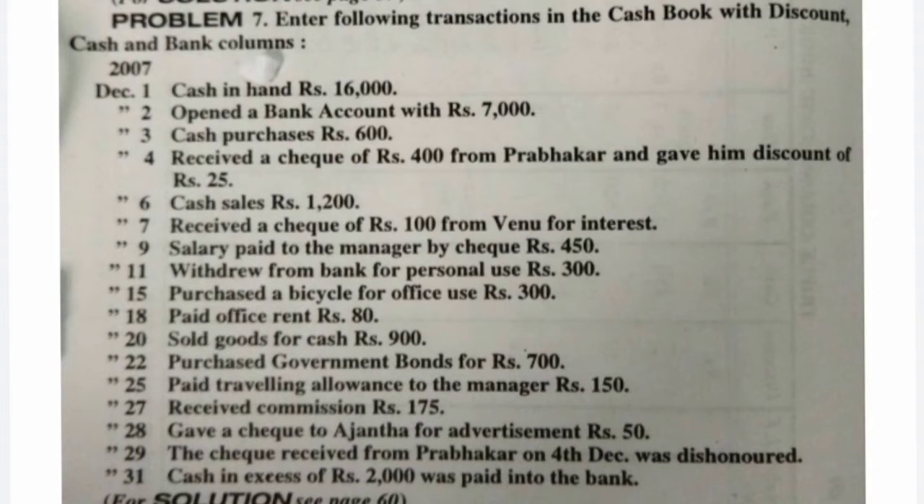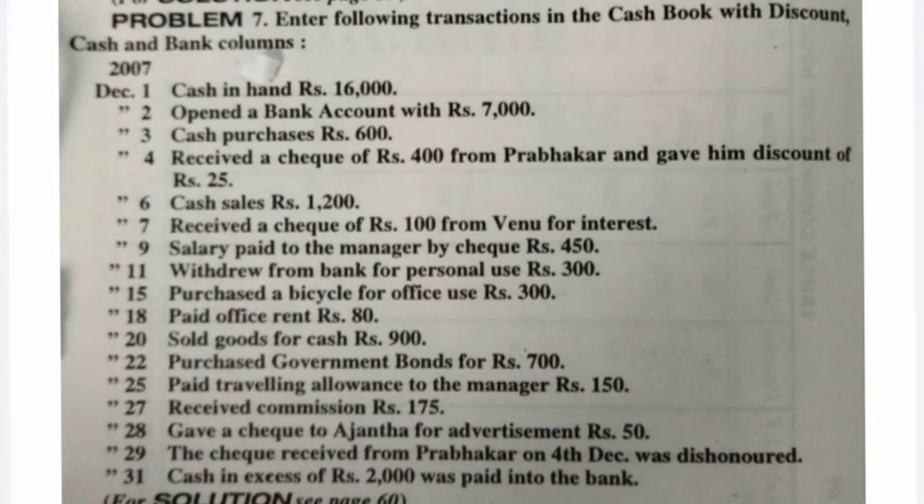The next one, paid office rent 80 rupees. Office rent is an expenditure, so office rent expense account debit to cash account 80 rupees. Cash is on the credit side, so you will credit the cash column with 80 rupees. Sold goods for cash rupees 900. So cash account debit to sales account will be the journal entry. Cash is on the debit side, so you will debit the cash column on the debit side of the cash book with rupees 900.